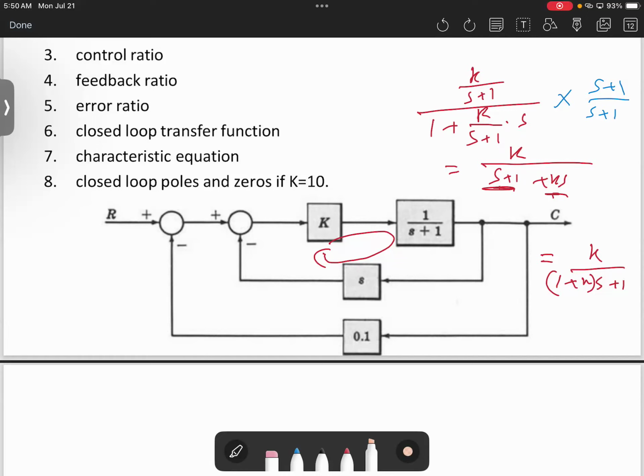Now, the transfer function. No, not you. Yeah, move this.